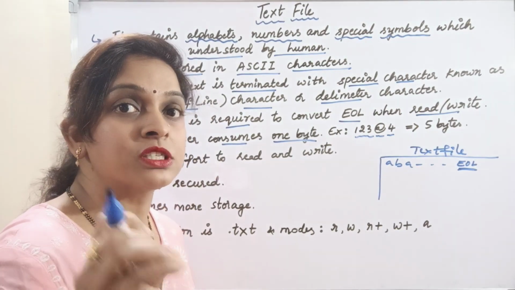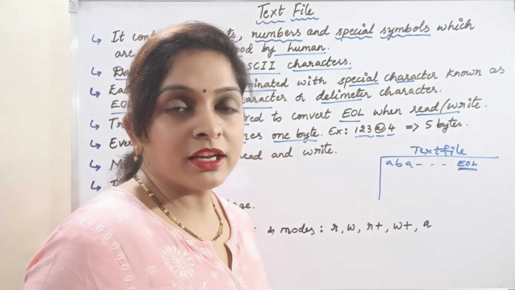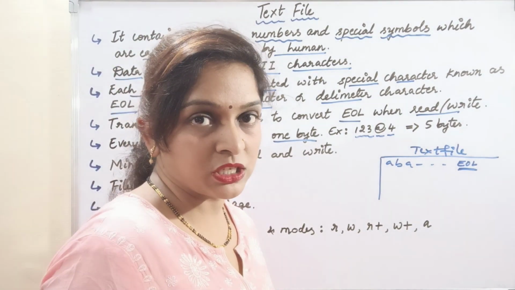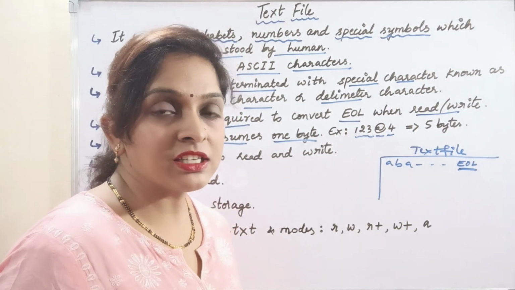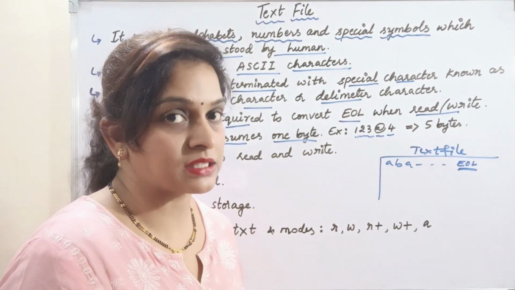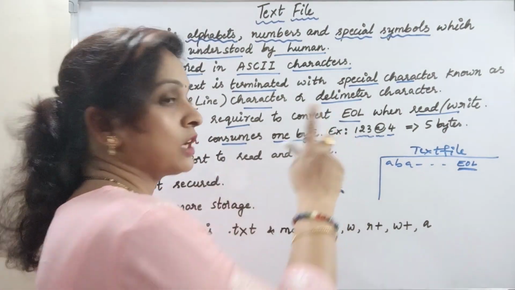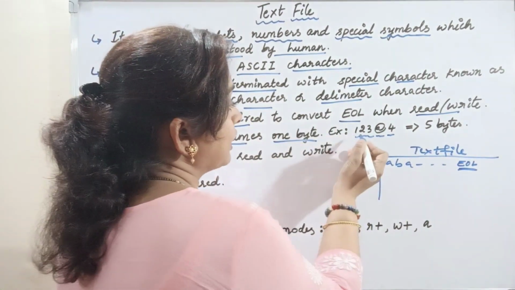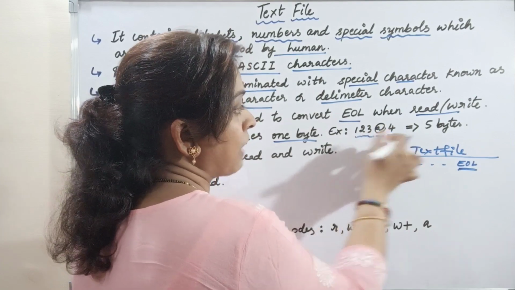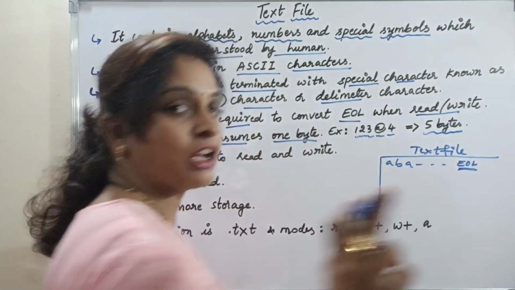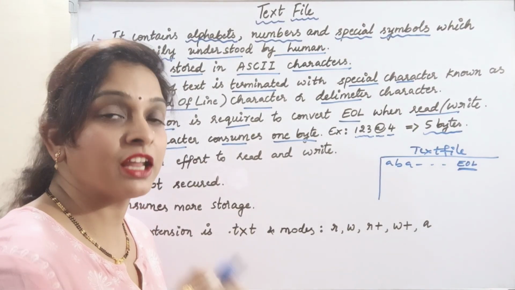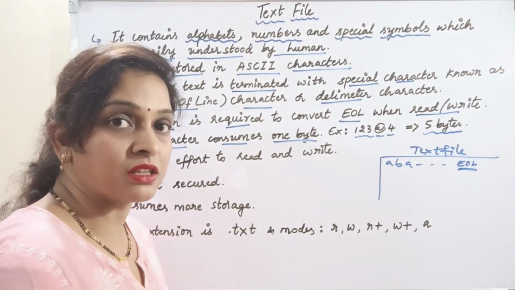So according to the storage capacity, a character consumes 1 byte, say on a 16-bit machine. Every input from the keyboard is considered as a character, so it is going to consume 1 byte. So totally 1, 2, 3, 4, 5, 5 characters we have. So it is going to consume 5 bytes. Every character consumes 1 byte, and every data that we input is considered as a character.